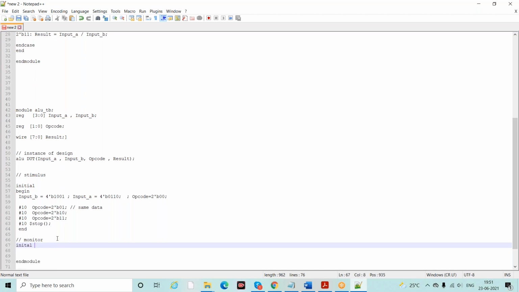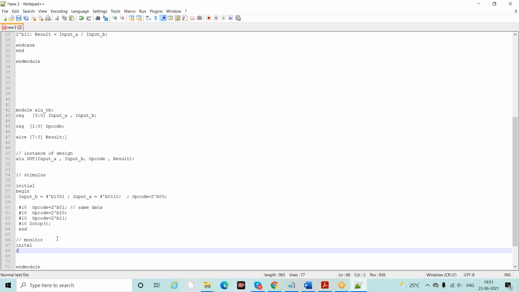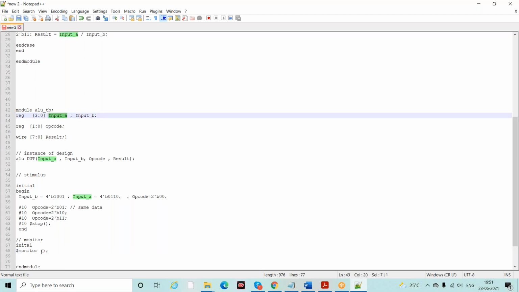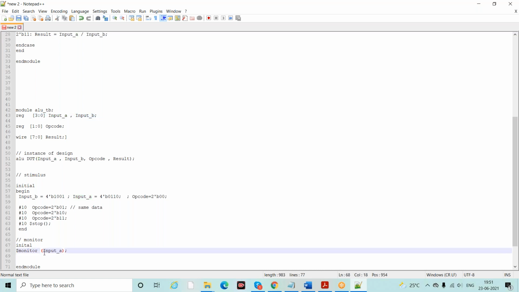Again, I'm going to take one initial block. I'm going to declare a monitor statement here. So what are the things you want to display? Input equals percentage of B. Percentage of B means binary; the output should be binary type. If you want hexadecimal, you can put percentage of H. If you want octal, you can put O.